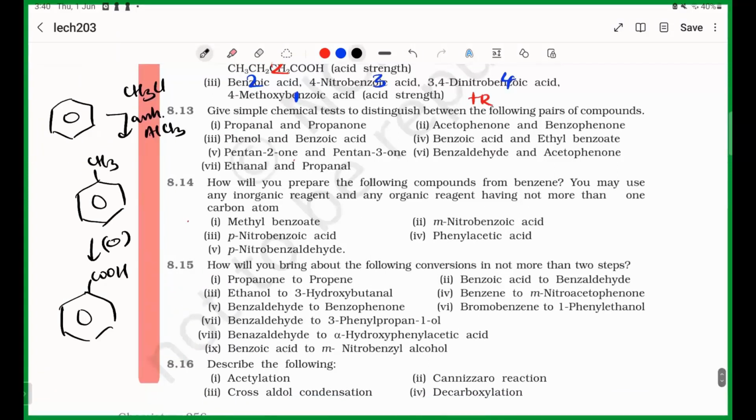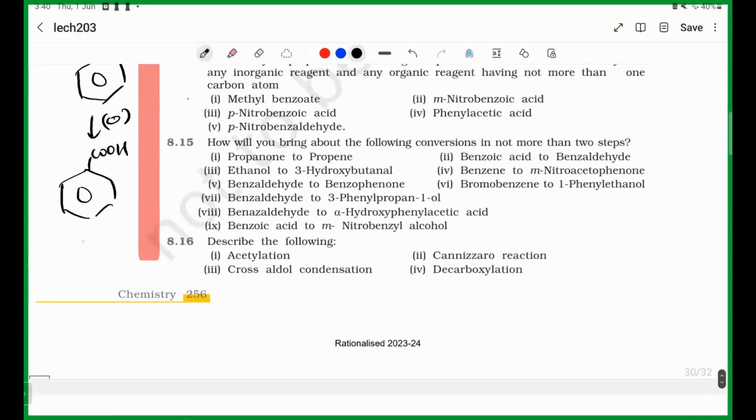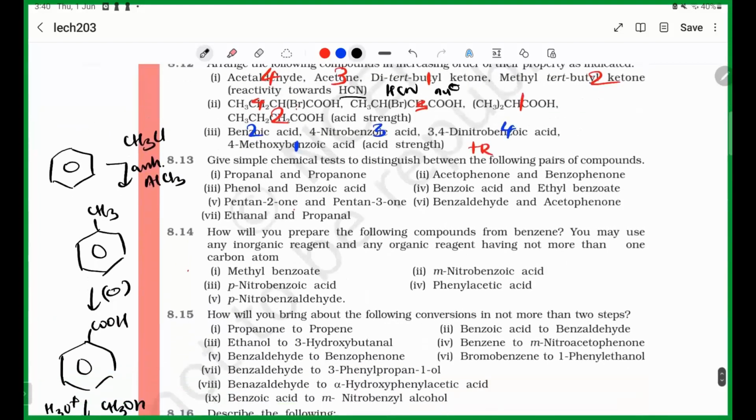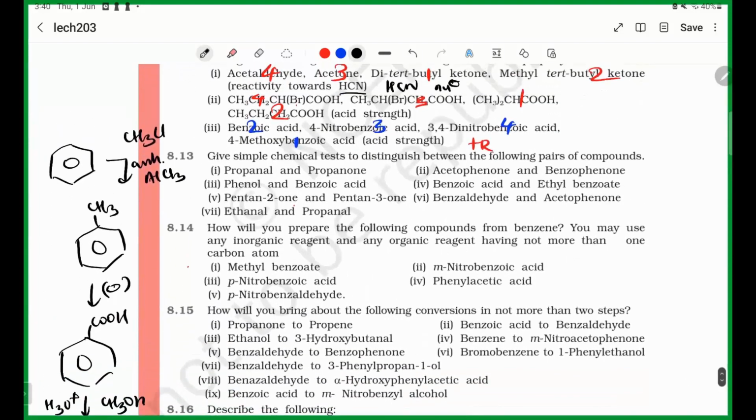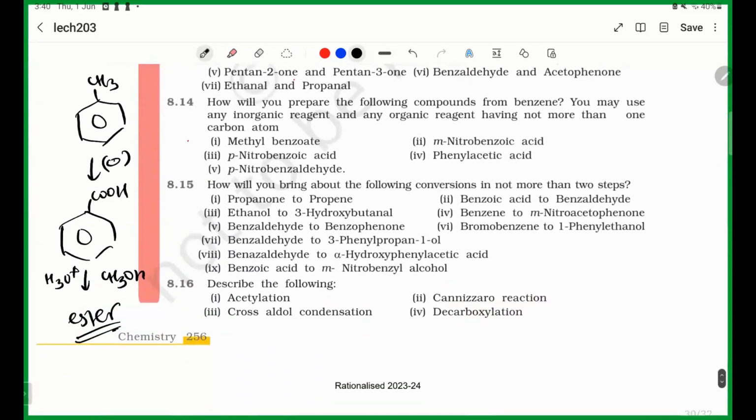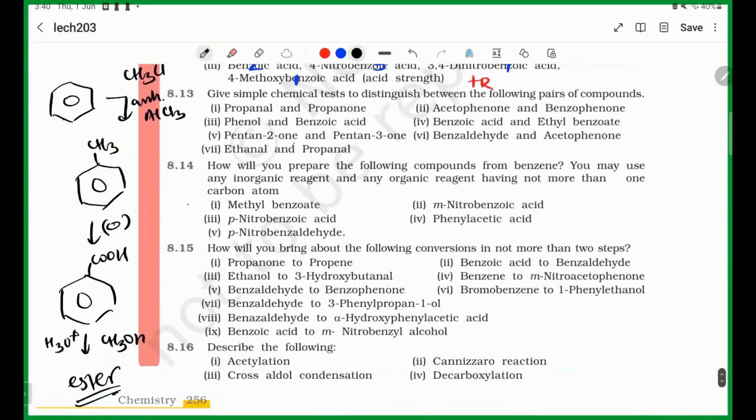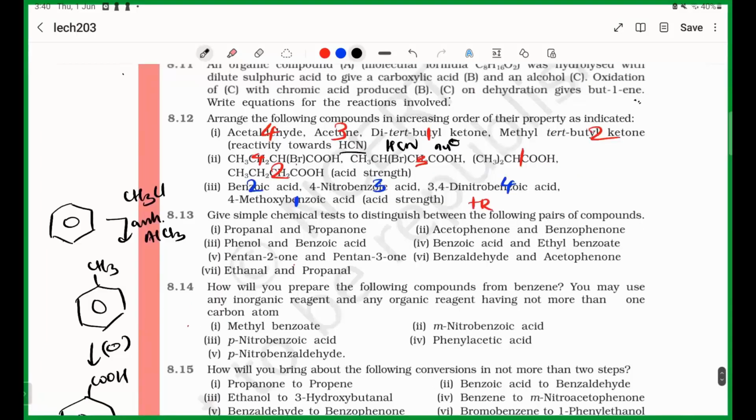And then we just need to add CH3OH and H+, and that is basically esterification. So we can solve that. Basically, try to think of what you can do to benzene to get to methylbenzene, right? This is one possible path. There are multiple possible answers.